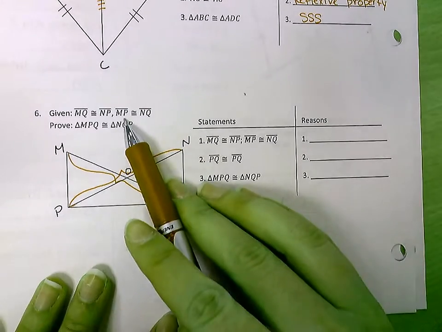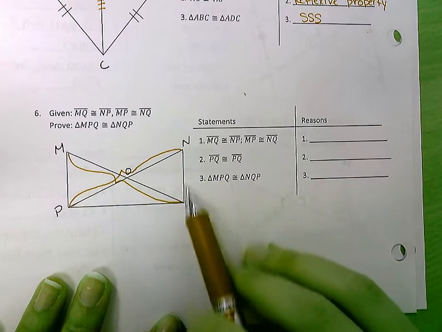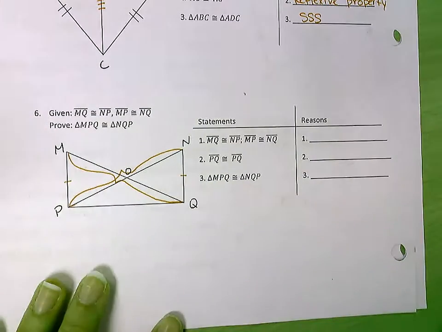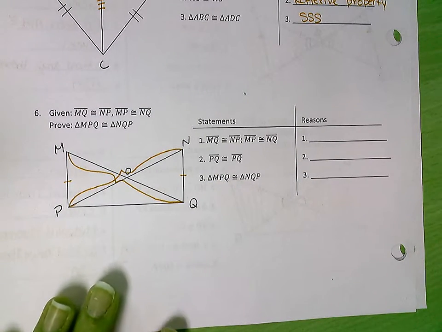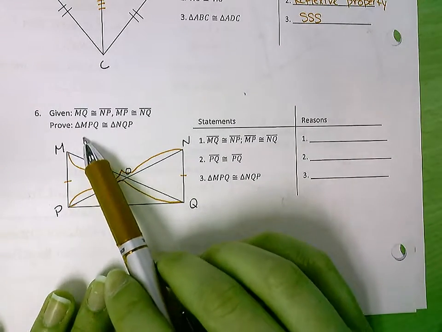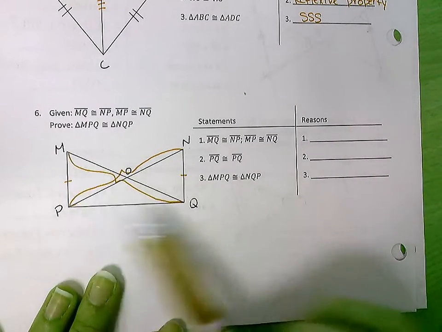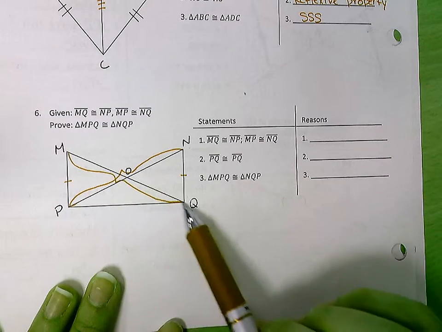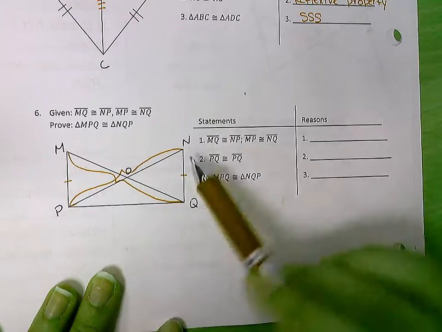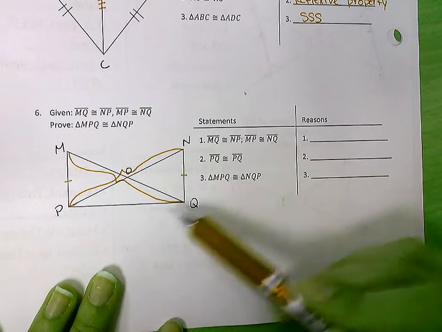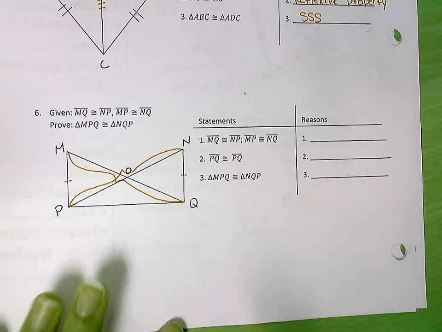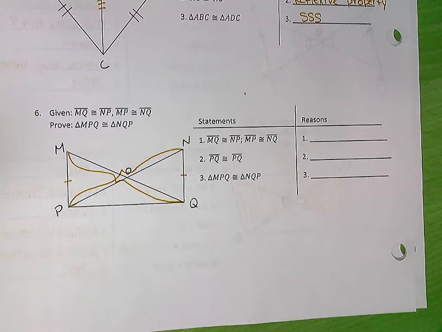Now we're also given MP is congruent to NQ. So I'm going to label that. Now we're trying to prove that triangle MPQ, so this triangle here, is congruent to triangle NQP, so this triangle here. Those two triangles that we're looking at overlap each other. Okay? So they're overlapping. You see that?